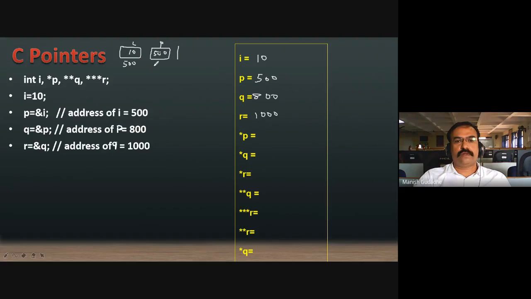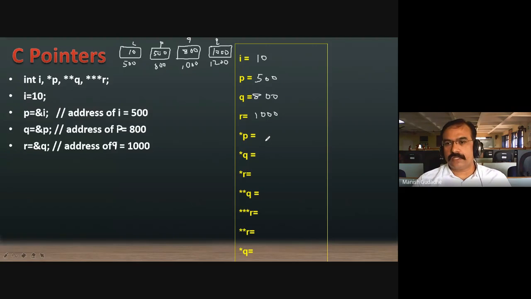And address of P is 800. Third variable which will be declared is Q. Address of Q is 1000 and it holds the address of P. Hence it will be 800. And one more variable, that is R. Let us say that it is 1200 and it is holding the address of Q. Address of Q is 1000. Hence it will be 1000. So this is absolutely correct. These first three answers are right.